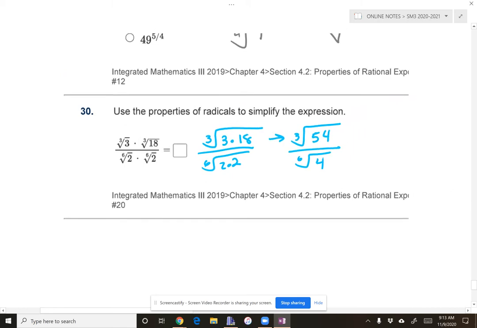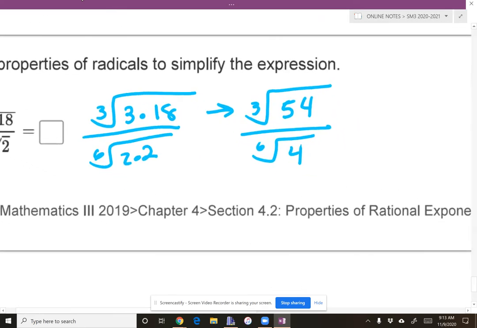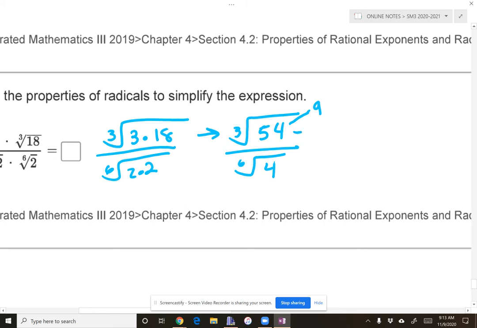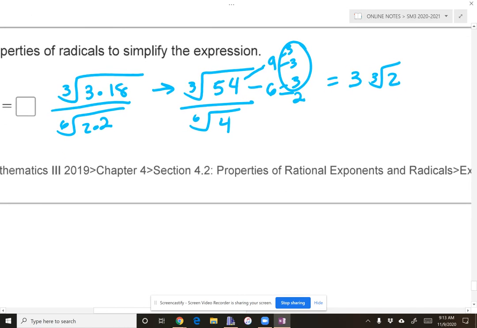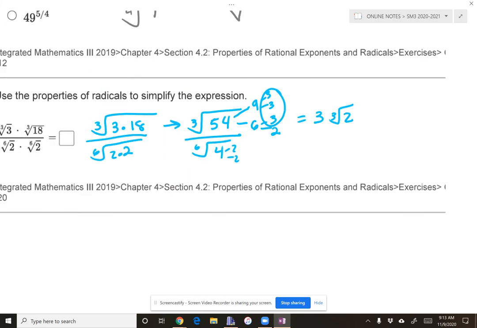And so some of you are like, what the heck? Let's try to simplify. 54 is 9 times 6, which is 3 times 3 times 3 times 2. So when I do this, this is 3 times the cube root of 2. Then on bottom, the 6th root of 4, of 2 and 2, that doesn't simplify. I can't simplify that, so I'm going to have to multiply it by something to simplify the bottom.